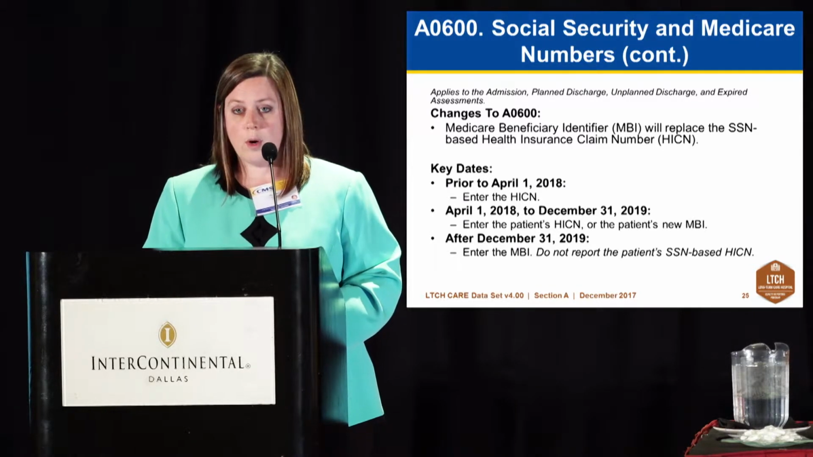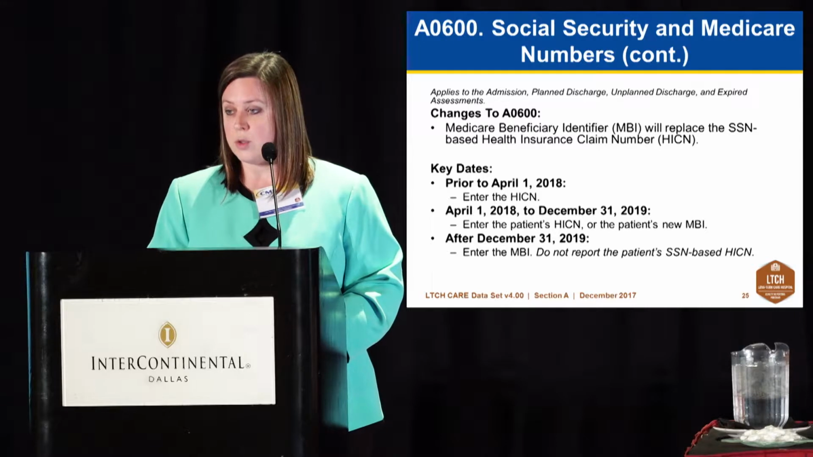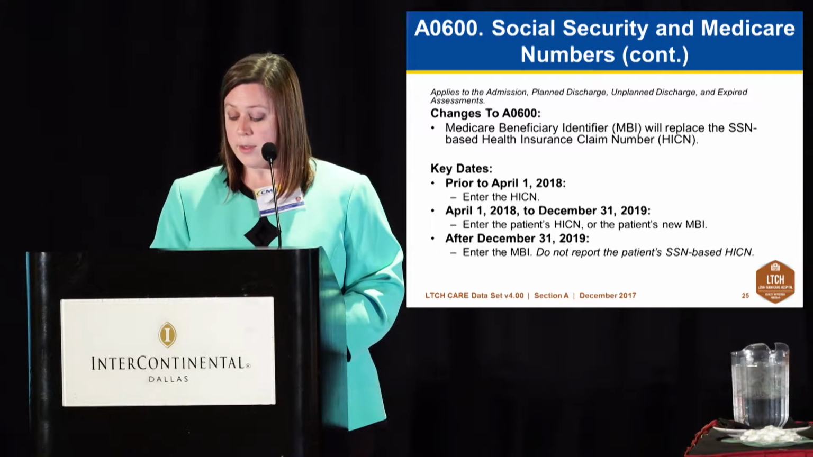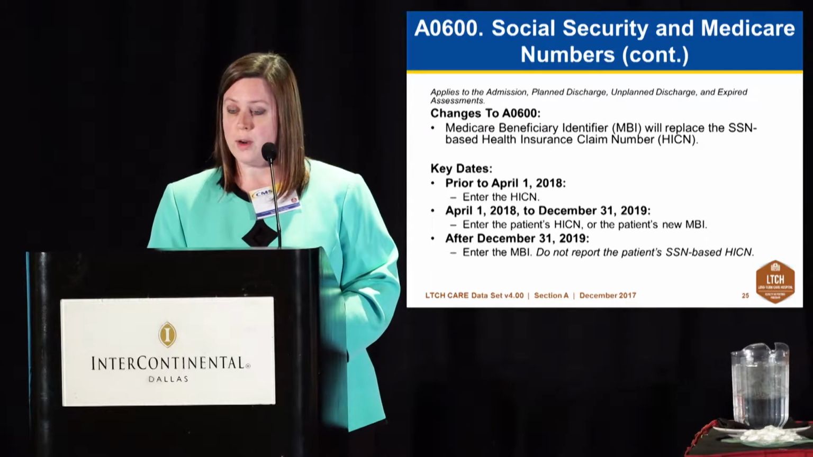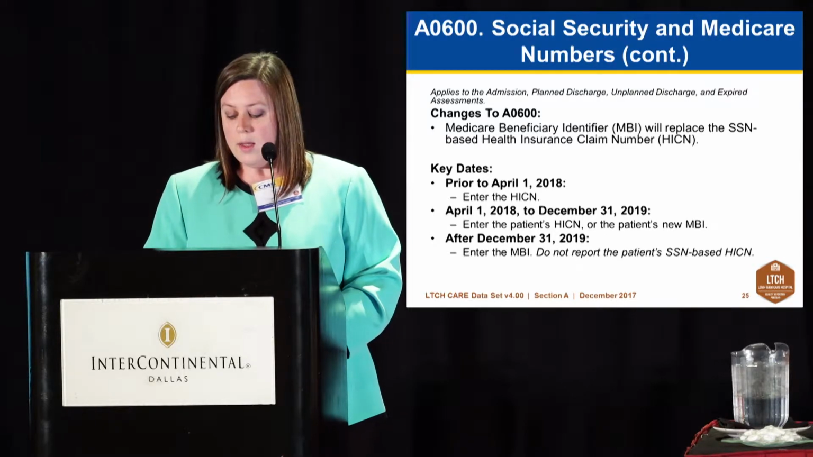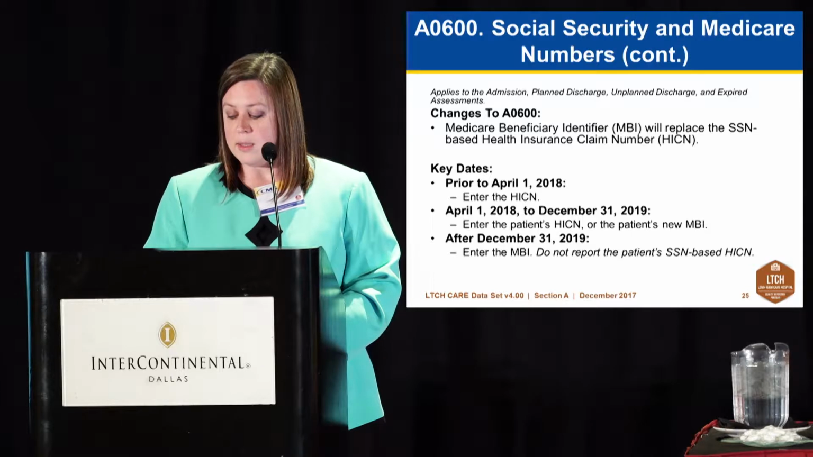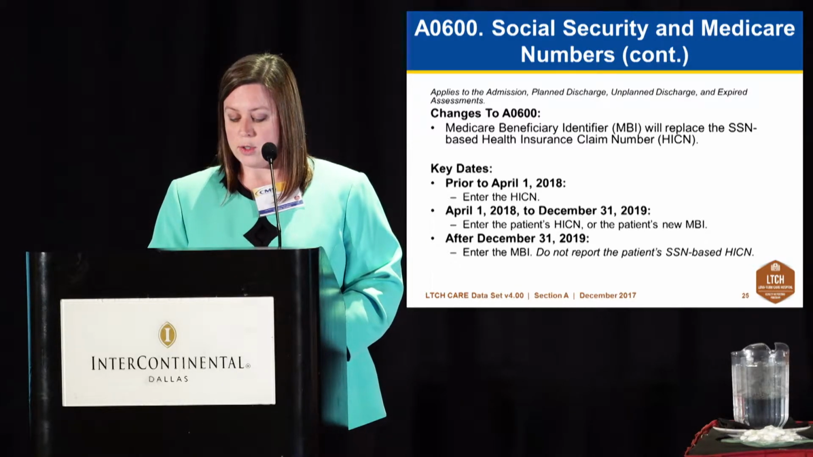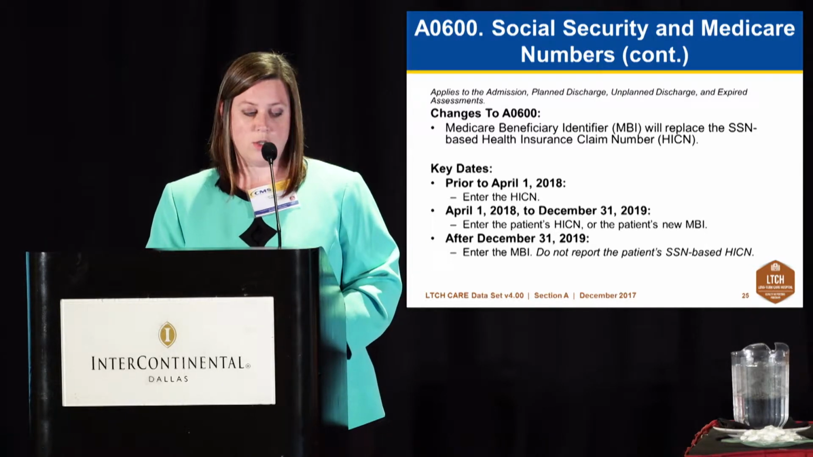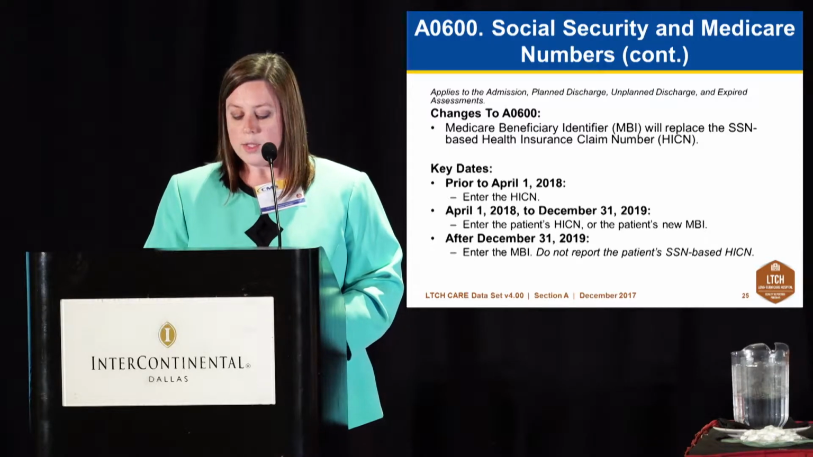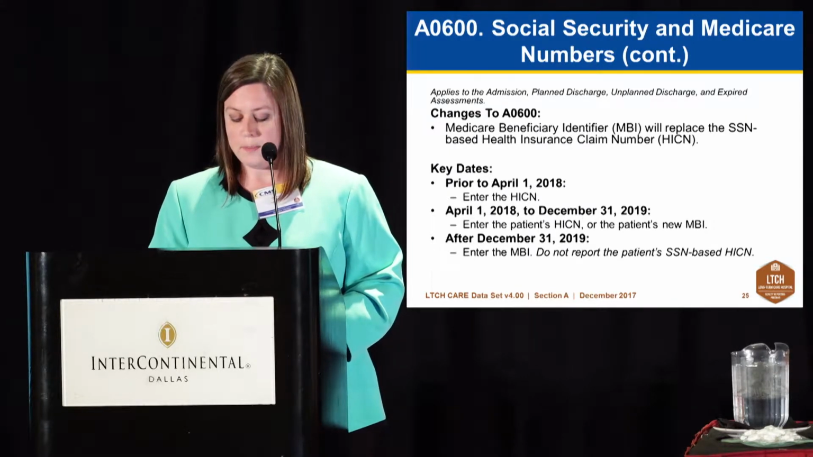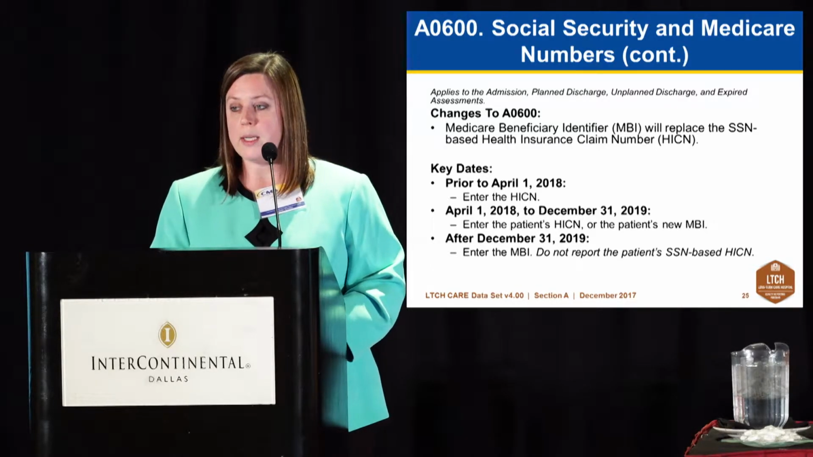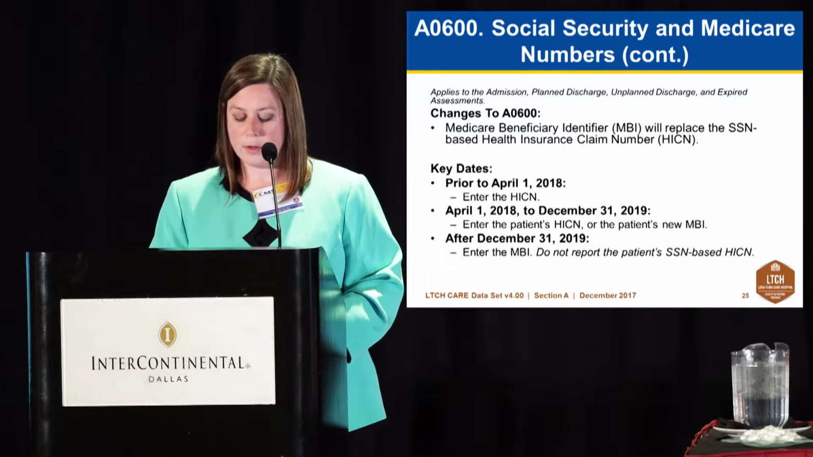I'm sure most of you are aware that CMS is replacing the Social Security-based health insurance claim number with a new identifier, the Medicare beneficiary identifier. The health insurance claim number may be different from the Social Security number, as I mentioned, but we need to account for some transition here. This transition impacts how we will submit the data in A0600. Here are a few very important dates for us to know in the upcoming years.